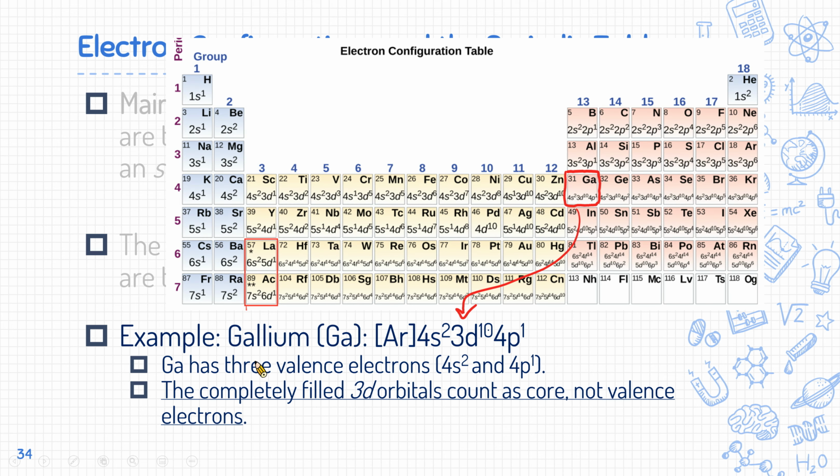For example, here, gallium. The gallium is here in the periodic table. Gallium has 3 valence electrons, 4s2 4p1. The 3d10 is the completed 3d subshell, counted as core, not valence electrons.